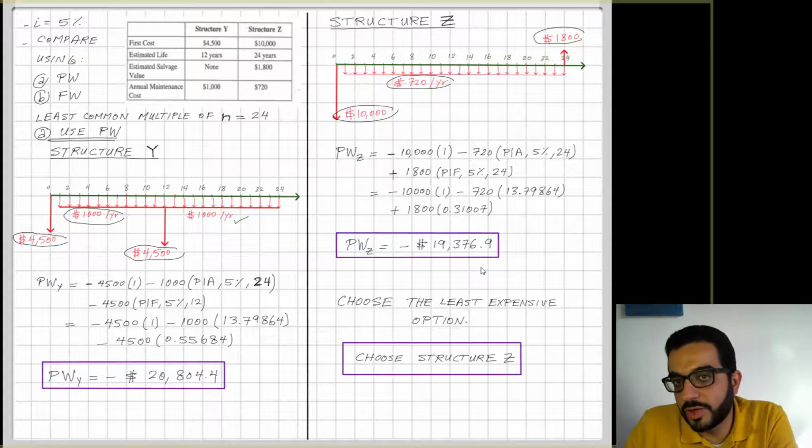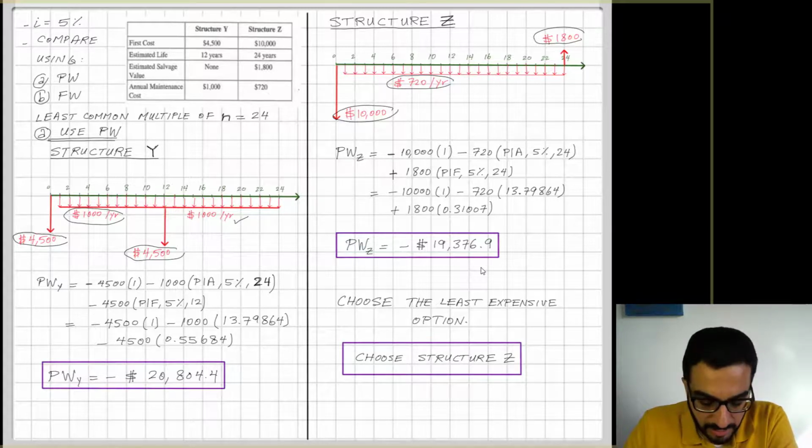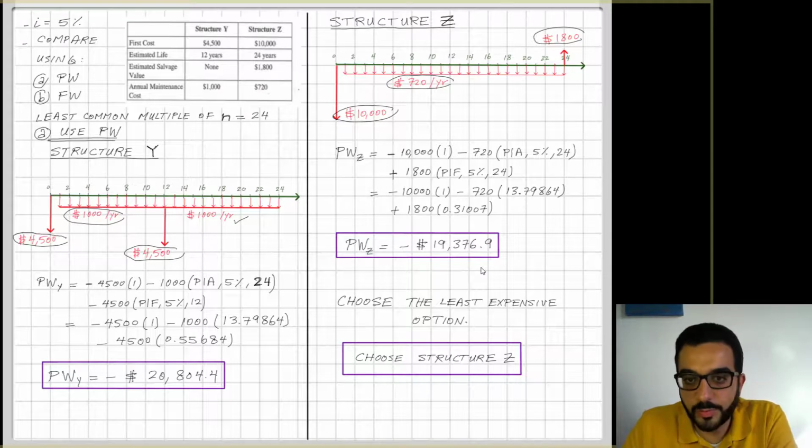So by comparing, both are negative, meaning they are both present worth of costs, because I'm not showing what value that structure will create. I'm only focusing on reducing costs, on selecting the least expensive option. So in this case, Z is the least expensive, so I will choose structure Z. So all of that is just the present worth approach, which is part A of the problem.